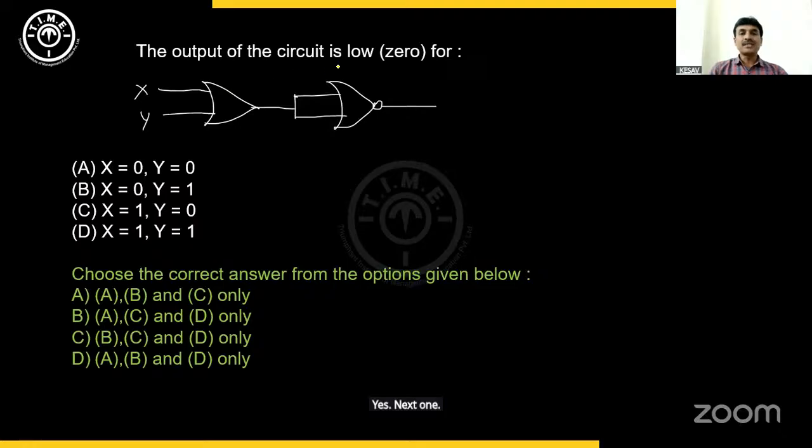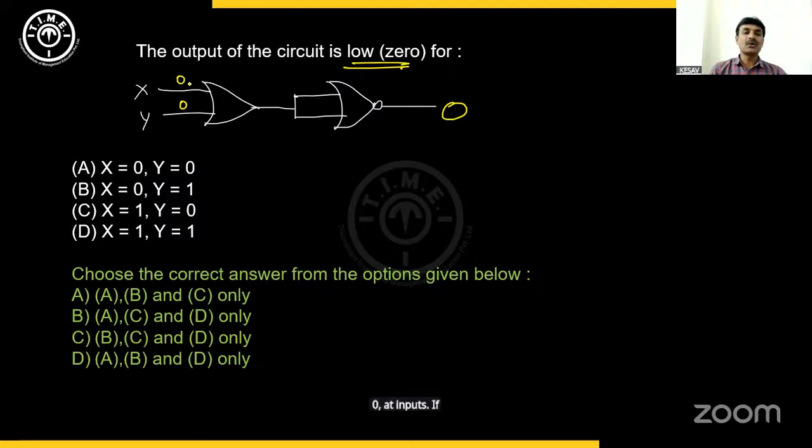The output of the circuit is low for. So output has to be low. This output is 0. That is decided. For which combination of inputs it can become 0. See, let us try with the first one. 0, 0 are the inputs.